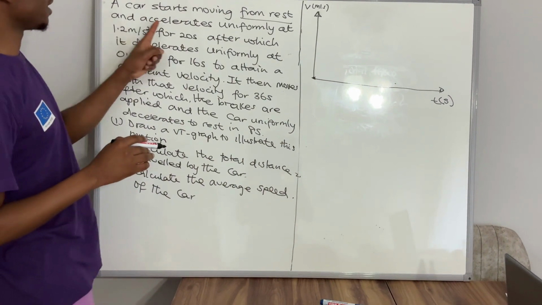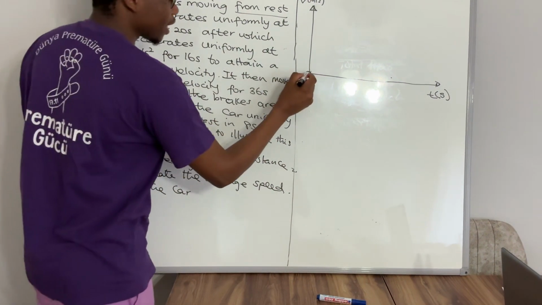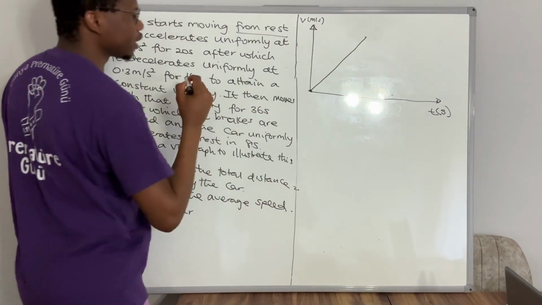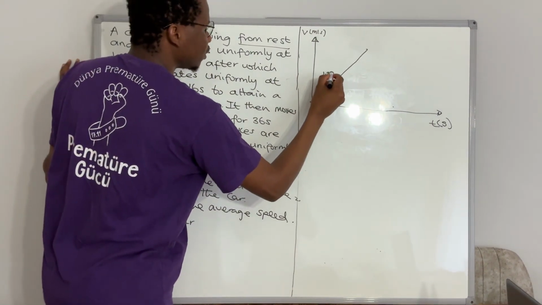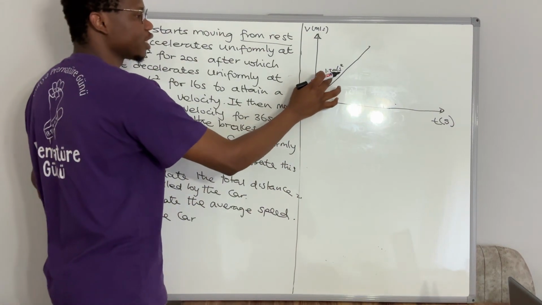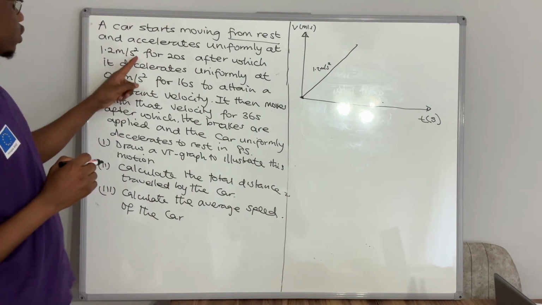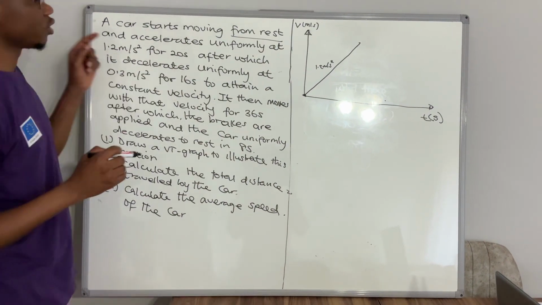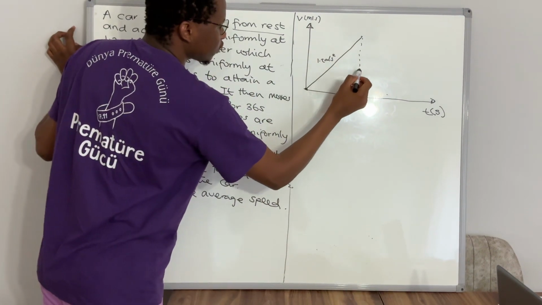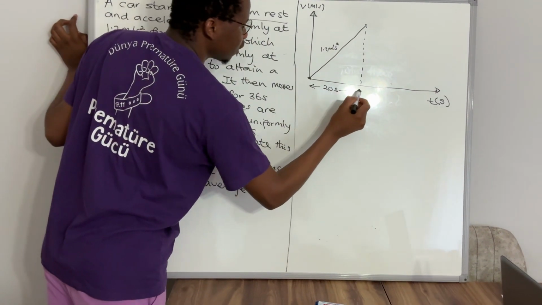And then it accelerates uniformly at 1.2 meters per second squared. So the car starts from rest, then accelerates at 1.2 meters per second squared. This is acceleration, and you should never take it as the final velocity. All right? But what was the duration of the acceleration? 20 seconds. So from here to this point, the duration was 20 seconds.